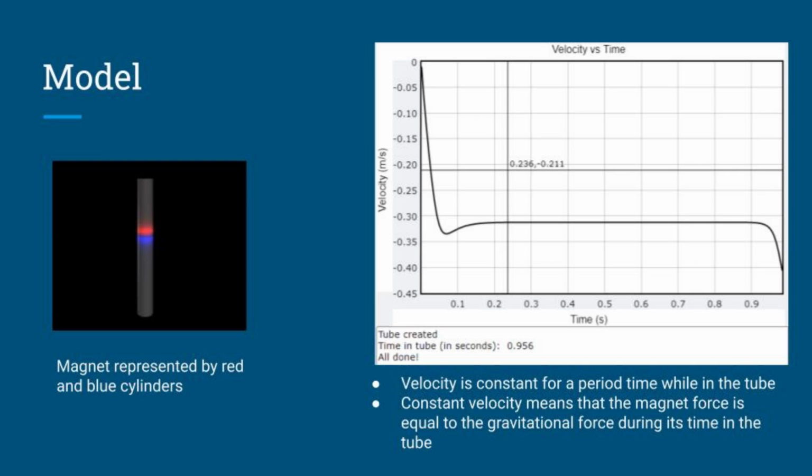When we run the code, a model illustrating the magnet falling through the tube of aluminum foil is shown, where the magnet is represented by the red and blue cylinders. Our graph modeling the velocity versus time is shown, where the velocity is constant for a certain amount of time, which is the period where the magnet is falling through the tube of aluminum foil. Also, the constant velocity means that the magnetic force is equal to the gravitational force during its time in the tube. The time the magnet spends in the tube is printed.